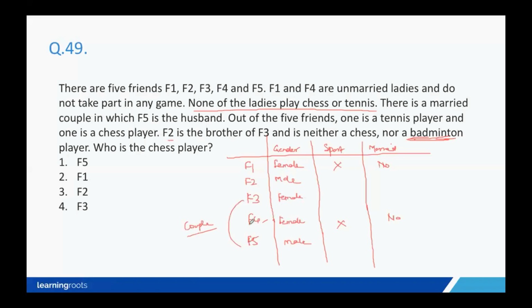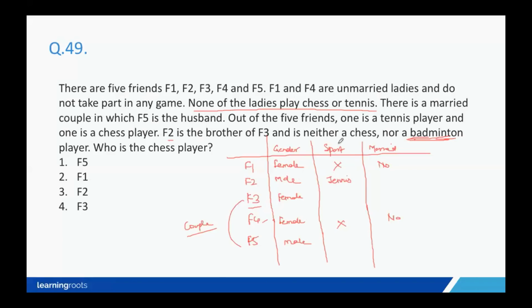Okay, I hope everyone gets this. Because F1 and F4 can't be part of the married couple. So the only person who remains is F3. Right? So F3 and F5 will be the couple. What else is mentioned? F2 is neither a chess nor a badminton player. So F2 has to be the tennis player.